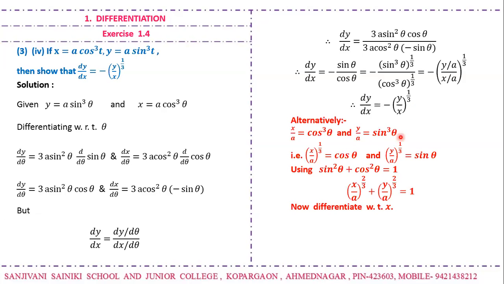And just now I told you about the alternative method. That alternative method is like this: x by a is cos cube theta, y by a is sine cube theta. Taking the cube root on both sides, you get the values of cos theta and sine theta. Then take the squares on both sides and add. So you get x by a raised to 2 by 3 plus y by a raised to 2 by 3 is equal to 1. So this is the functional relationship between the variables x and y. Now we can differentiate this function directly with respect to x to get the relation minus y by x raised to 1 by 3.